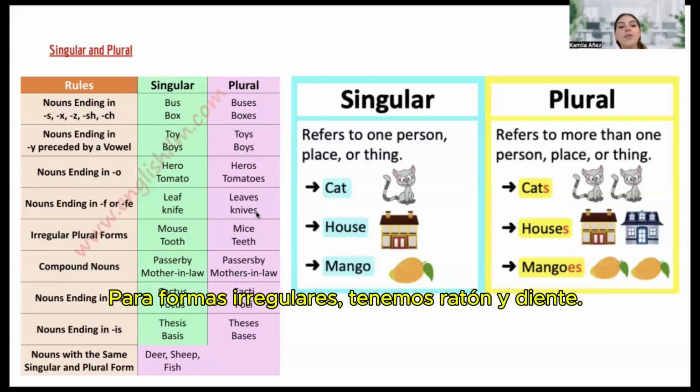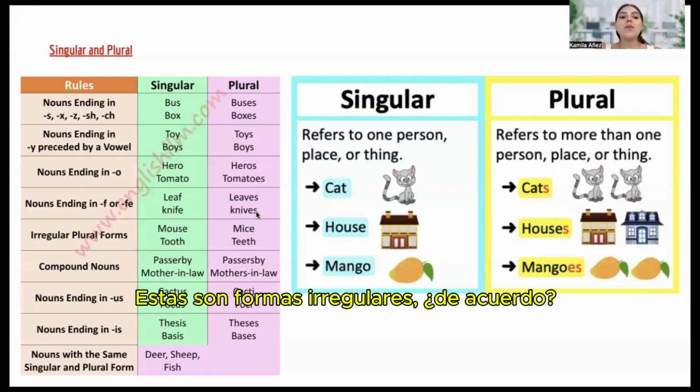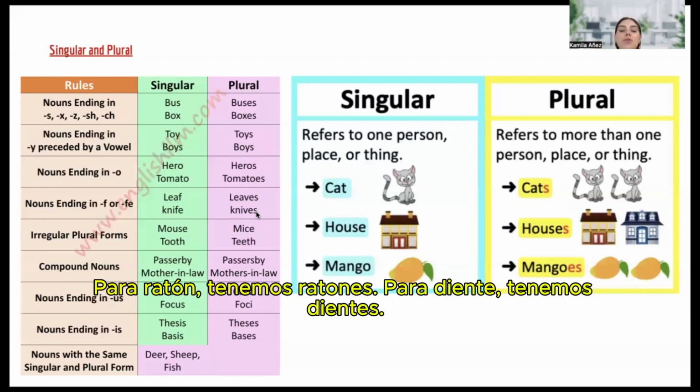For irregular forms, we have mouse and tooth. These are irregular forms. All right. So for mouse, we have mice. For tooth, we have teeth.